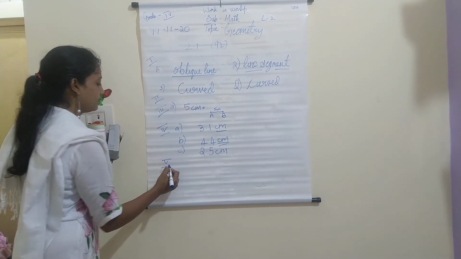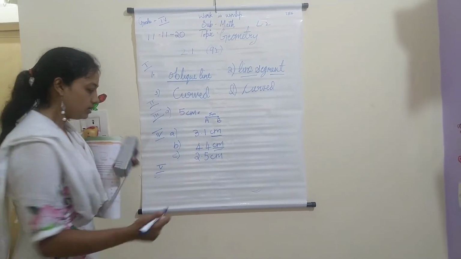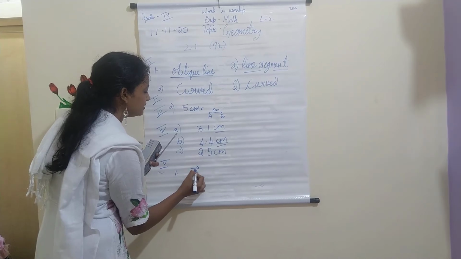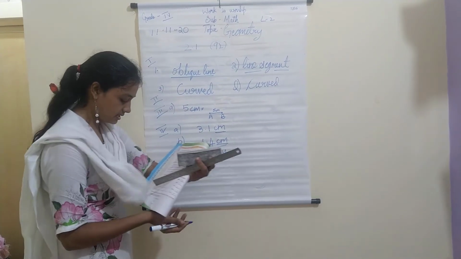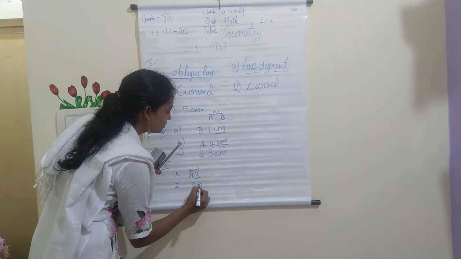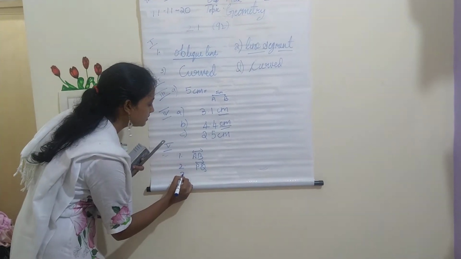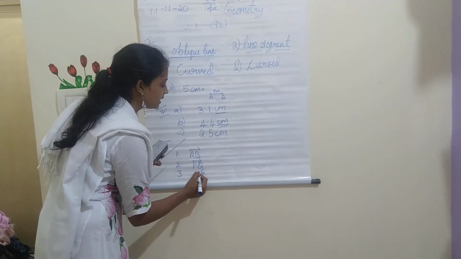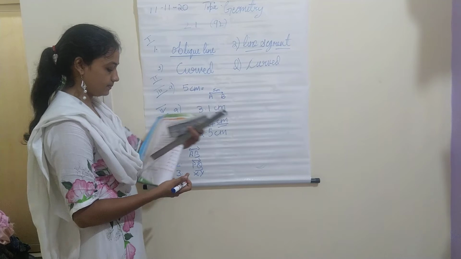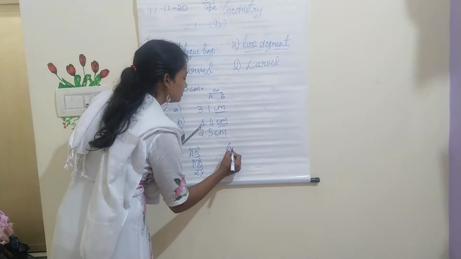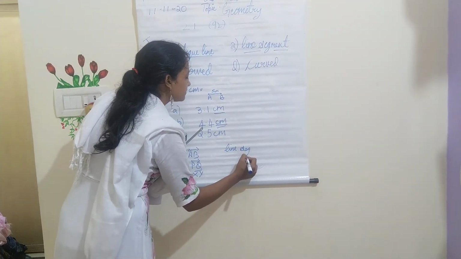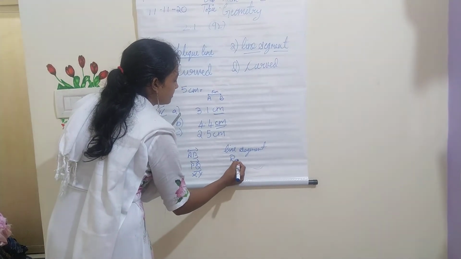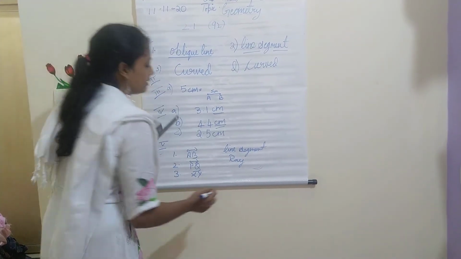Match the following. On one side you have AB and a line up. The second one is PQ, a ray up. The third one is XY. And what is that? You have a line segment. And on the other side you have line segment, ray and line.